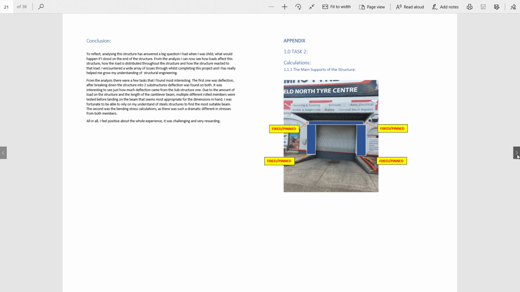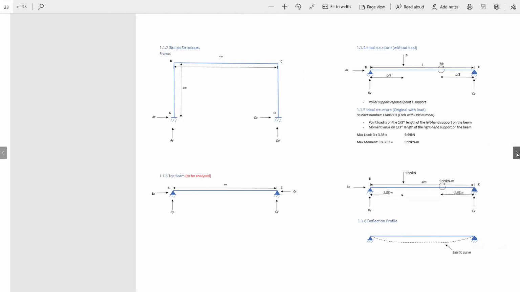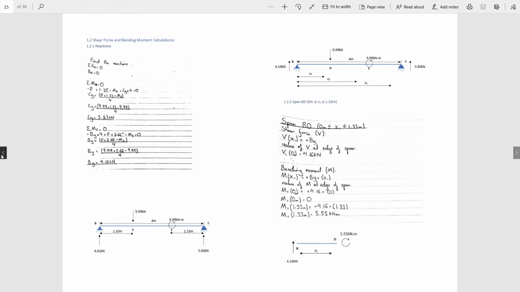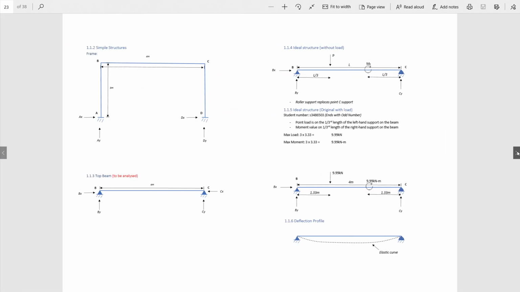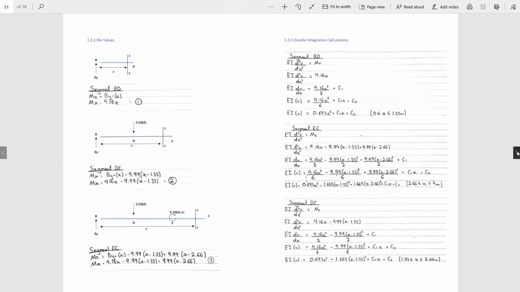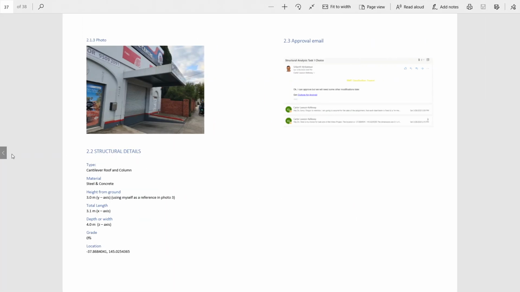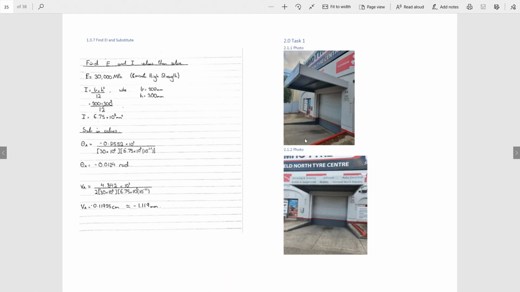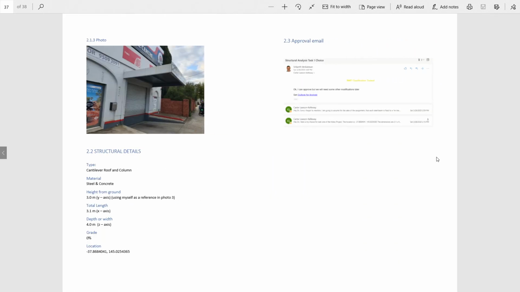So moving on, just my appendix going over task 3. So this is where we idealize the structure as a frame. Very basic, so it's all included here to be gone over. Task 1, just the structure. And then we've got just the details in the approval letter.